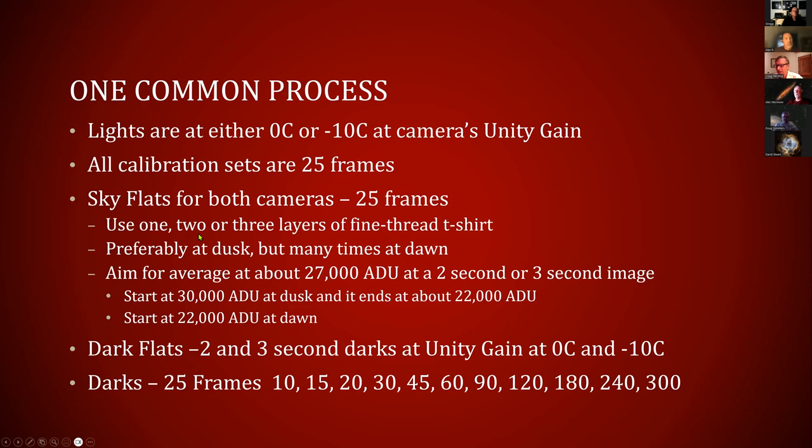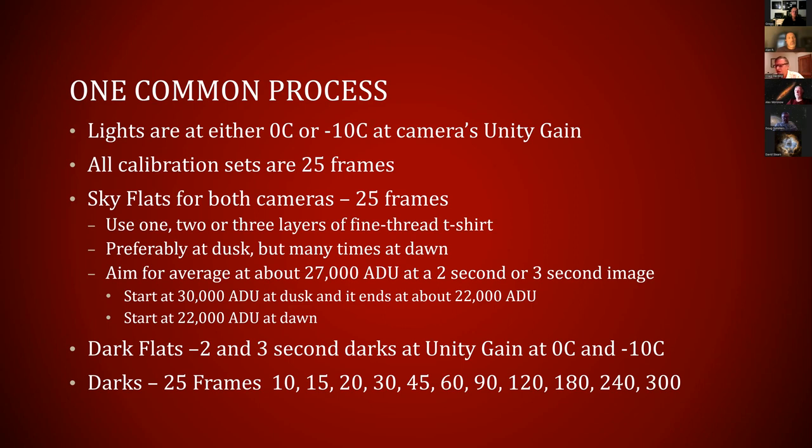Sometimes I'm a little bit late in the morning, and I have to use more layers of a finely threaded t-shirt. So sometimes I need to put more layers on, but if it's at dusk, I'll start at about 30,000. Both of these cameras have the same maximum ADU. So I'll start at 30,000 about at the halfway point at dusk, and it'll end up at about 22,000. So it averages out at about 27,000 ADU. And just invert that if it's at dawn. I'll start at 22,000 and take my images, and it'll end at about 32,000 when I'm done with them.